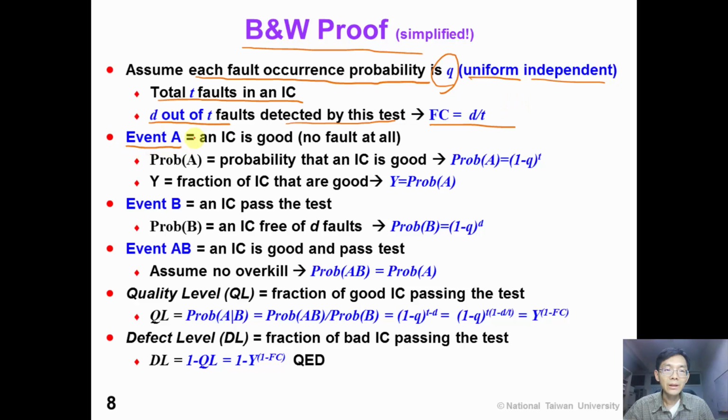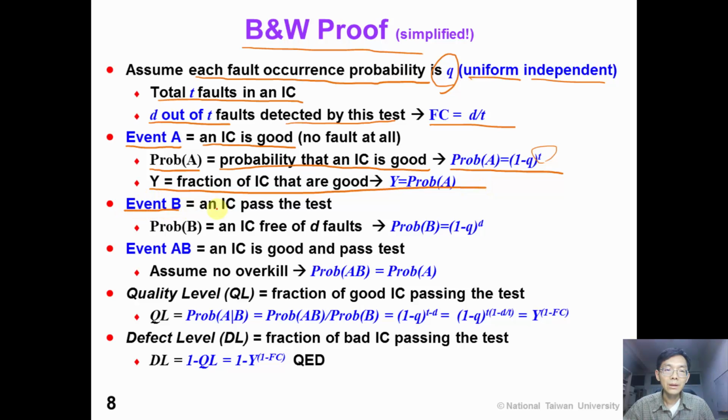Let event A represent the event that an IC is good. So the probability of A is the probability that an IC is free of any defect. So probability A is equal to (1 - Q)^T. At the same time, yield is also equal to probability of A.